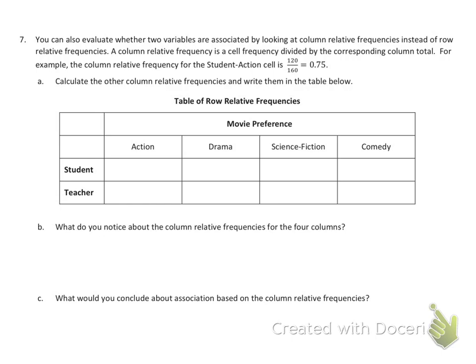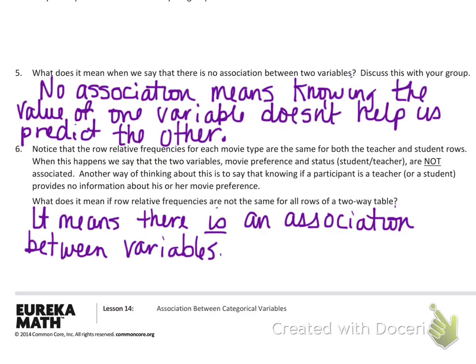Okay, you can also evaluate whether two variables are associated by looking at column relative frequencies instead of row relative frequencies. A column relative frequency is the cell frequency divided by the column total. For example, the column relative frequency for student action cell is 120 divided by 160, or 0.75. So let's look back at the table to see why those numbers.